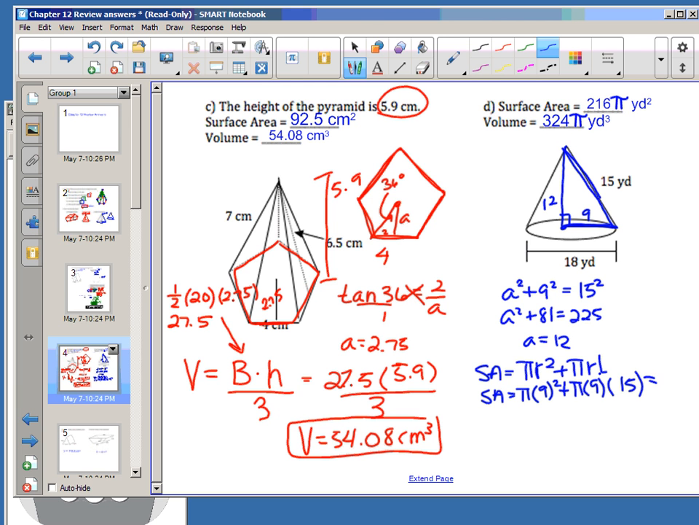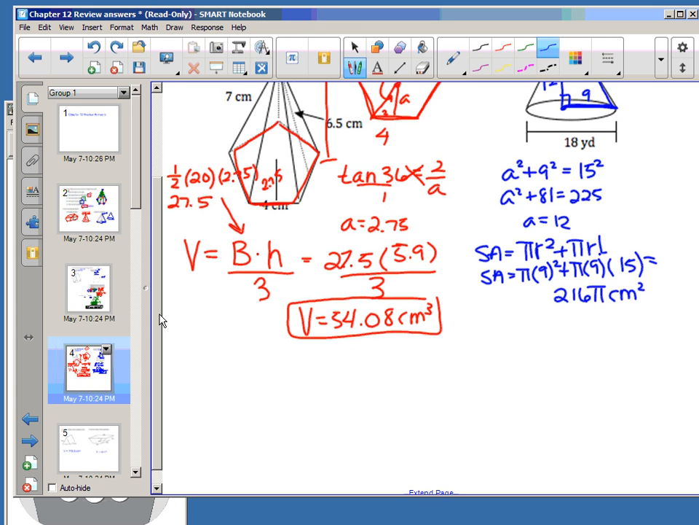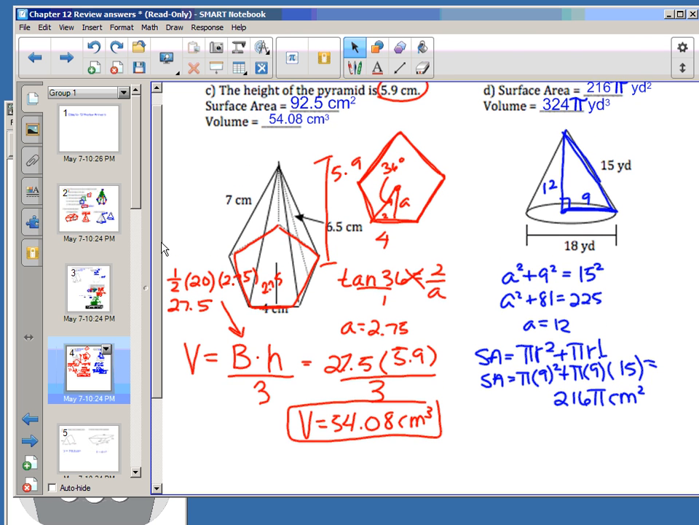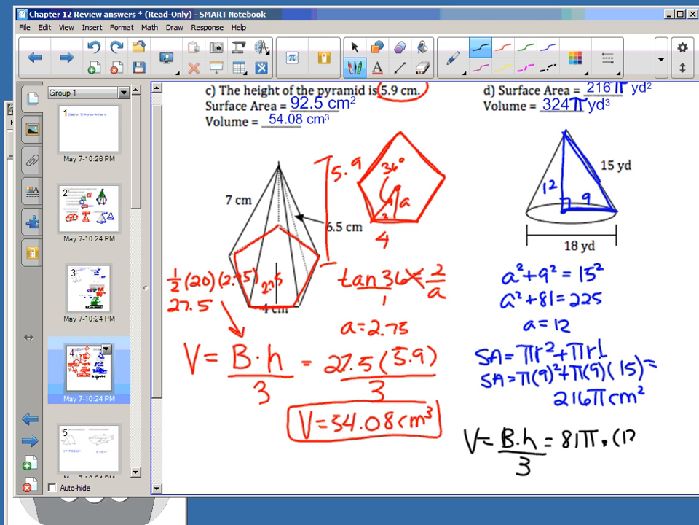So I get my total surface area to be 216 pi. Surface area is probably the easiest for this shape. Volume's not too bad for a cone either. It's similar to a pyramid, which means it's base times height divided by 3. The area of my base is the area of the circle, which is going to be 81 pi, times the height, which I now know is 12, divided by 3.